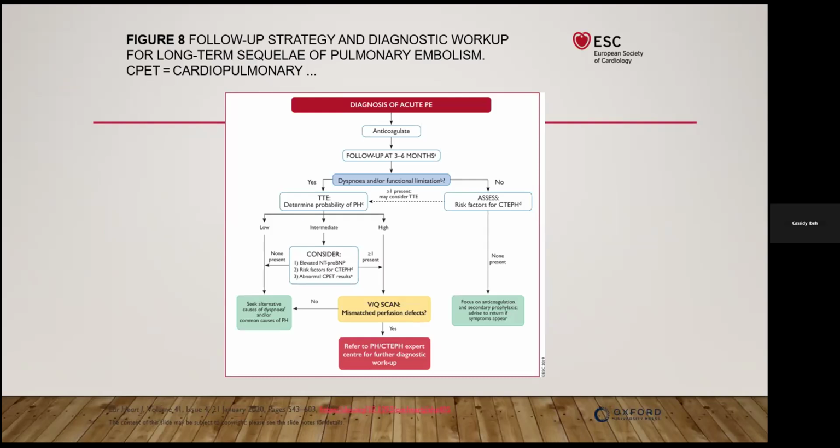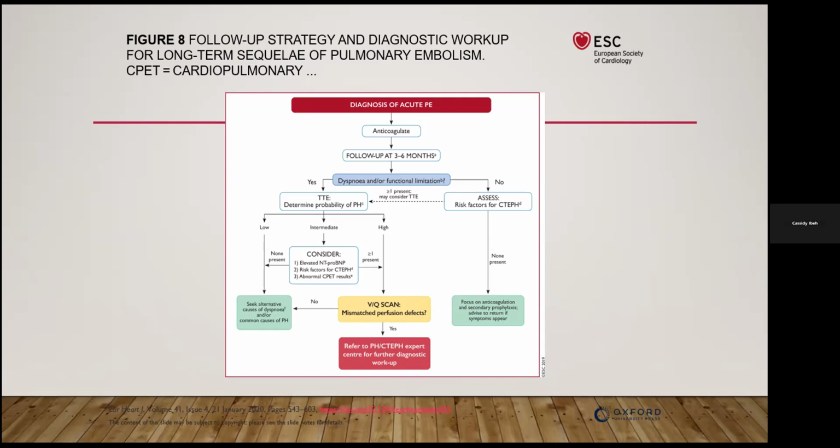So now in terms of follow-up, this algorithm just shows how to follow up these patients. For a patient on anticoagulation, we want to follow up for at least 3 to 6 months, and at each of these visits we want to assess breathlessness or the functional capacity of the patient. Then if there is dyspnea or functional limitation, we want to further evaluate this patient using thoracic echo, to determine the probability of PH. If it's low, then you seek alternative causes of these symptoms.